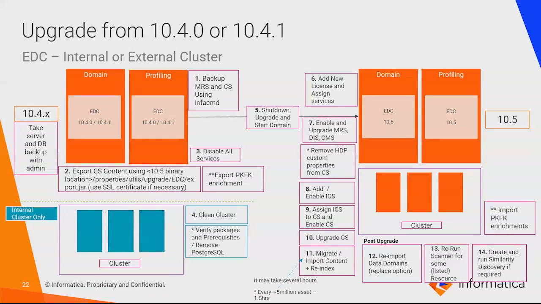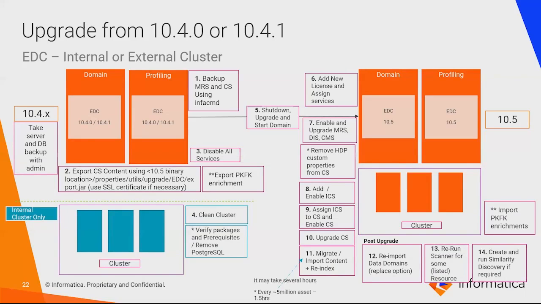We will then enable the ICS in the new 10.5 environment and reassign that ICS to your catalog service. So once the catalog service has been upgraded, we will then be able to migrate the content, so the content which was taken in step 2, which is the export of the CS content, will then be re-imported and re-indexed into the 10.5 catalog service.